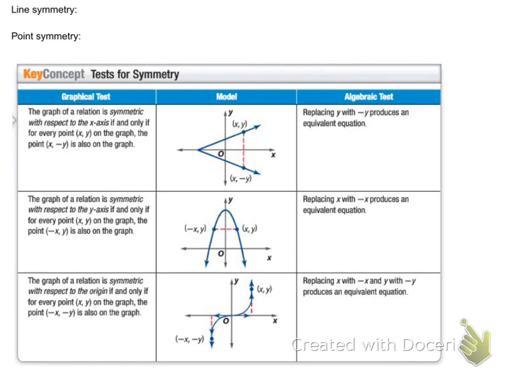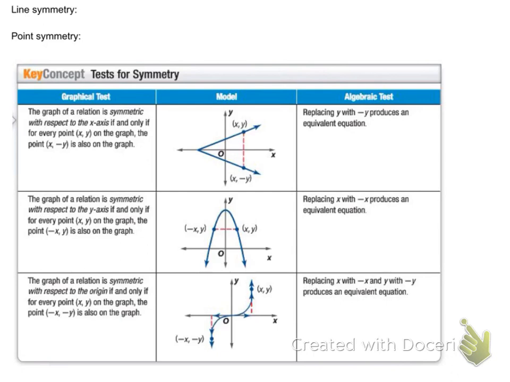Point symmetry. Point symmetry is when a graph can be rotated 180 degrees and the graph is still there. So this point, which we'll call here, can be rotated 180 degrees and boom, there it is, and it's still on the graph. So I have 3 different types of symmetry shown here: symmetry about the x-axis, symmetry about the y-axis, and symmetry about the origin.